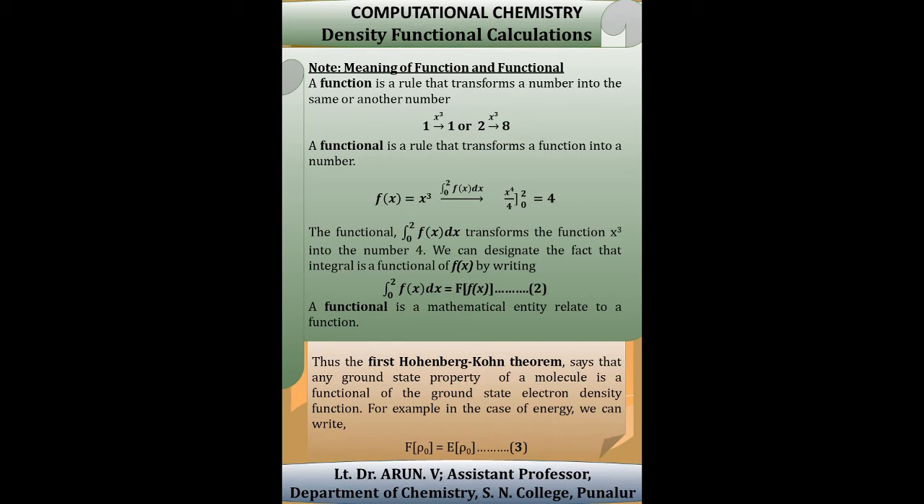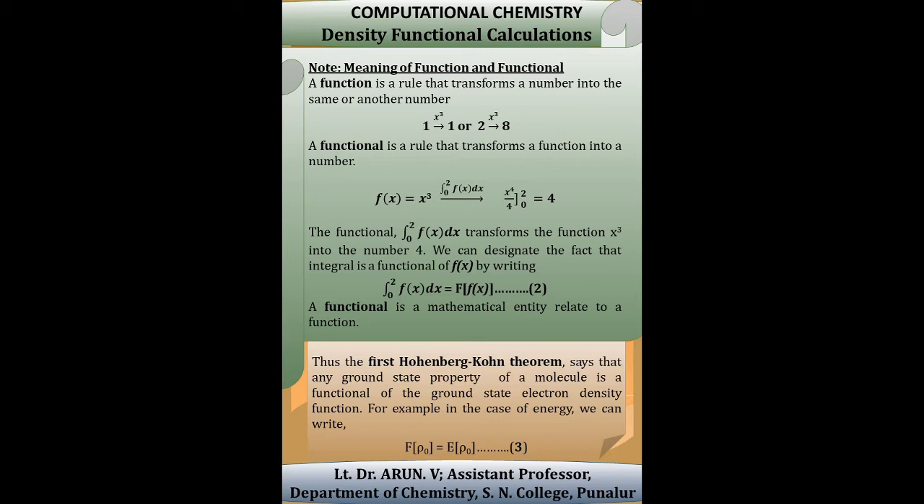Now we have to study what is a function and a functional. A function is a rule that transforms a number into the same or another number. Consider the conversion of 1 to 1, or 2 to 8. That is, a function is a rule that transforms a number into the same or another number.